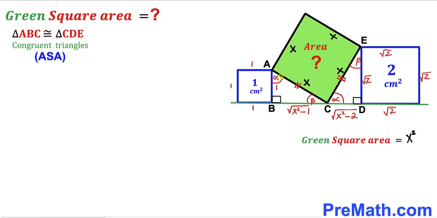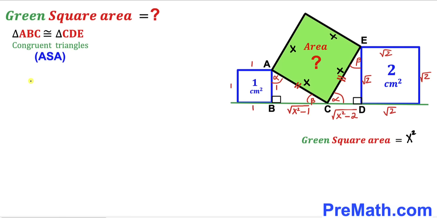So thus we conclude that these two right triangles, this right triangle ABC and this other right triangle CDE, are congruent triangles according to the angle side angle congruency theorem, since these two side lengths are equal in length. So therefore the side opposite to this angle beta, we have square root of x square minus 2, and likewise the side opposite to this angle beta is 1.